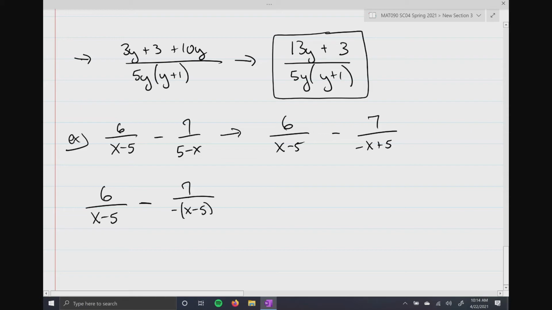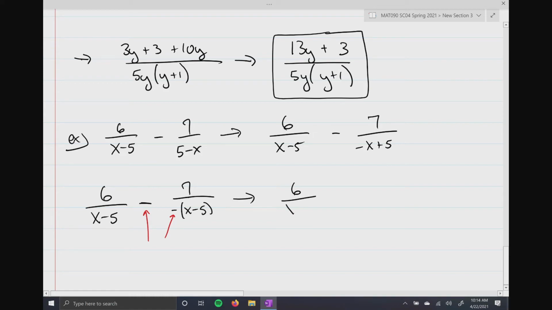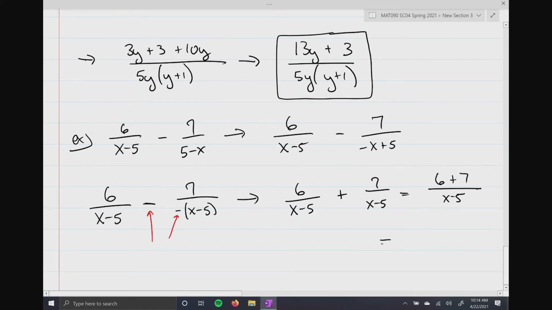So now my denominators are the same. And another thing happens. Look what you have here and there. You have two negatives back to back. We know when we have two negatives back to back, it's going to change to a positive. So my denominators are now the same. It's going to be 6 plus 7 in the numerator. And last time I checked, 6 plus 7 is 13.